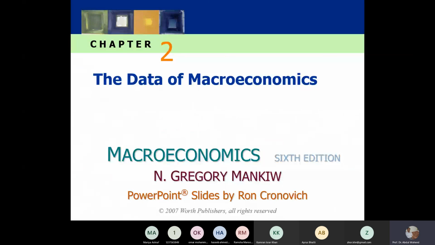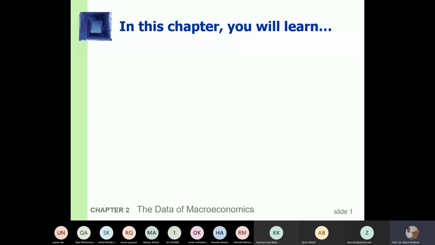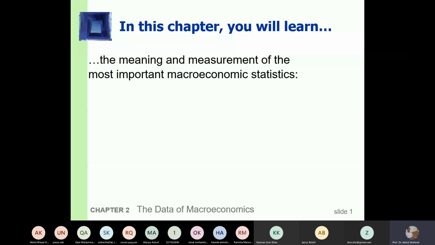Okay, this is chapter 2 from Mankiw, The Data of Macroeconomics. In this chapter, you will learn the meaning and measurement of the most important macroeconomic statistics. We will discuss many macroeconomic indicators, like gross domestic product. We will discuss in detail what gross domestic product is, how to measure it, and what items are included and what items are not included in gross domestic product.